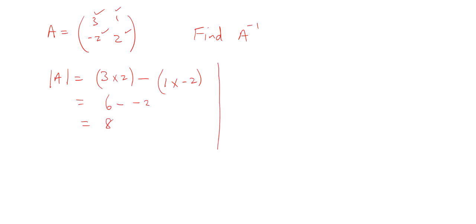So your next step is to write A inverse is equal to 1 over the determinant, which is simply 1 over 8 by the adjoint matrix. So we swap the positions of A and D. So this is, the 2 will come here and the 3 will come here. Put a minus sign in front of the 1. If you put a minus sign in front of the minus 2, it will become 2, right?